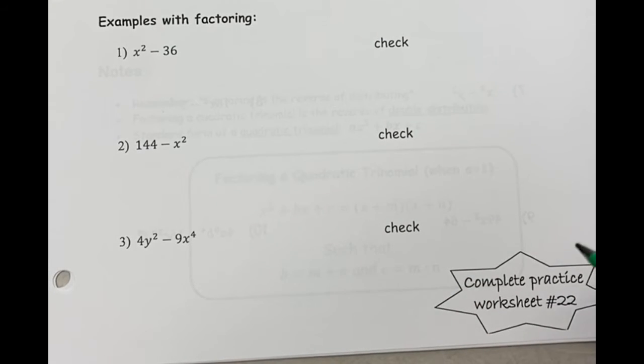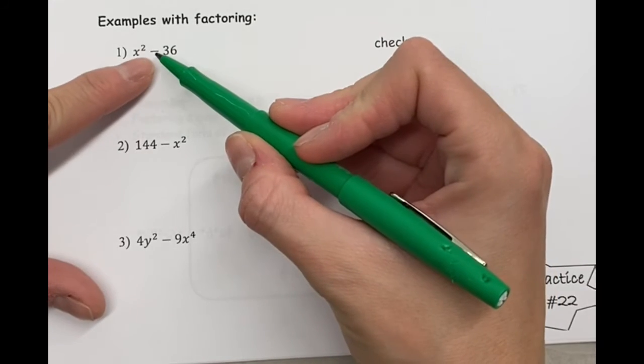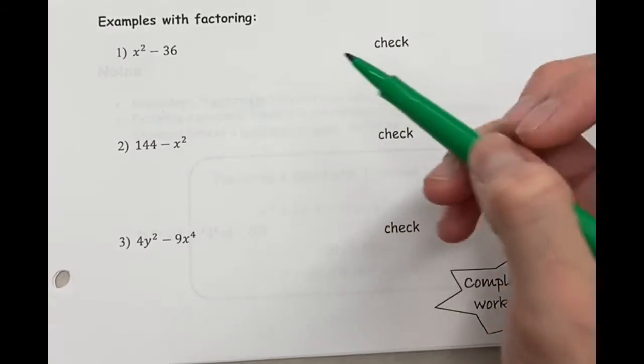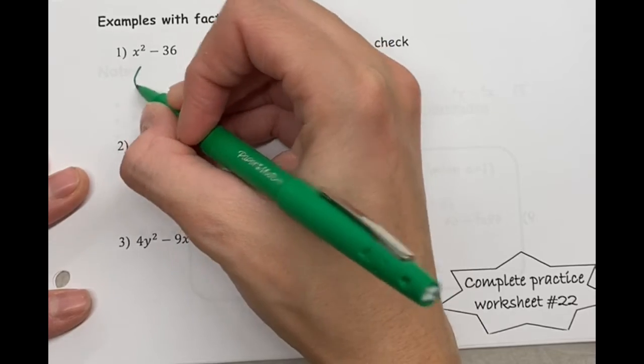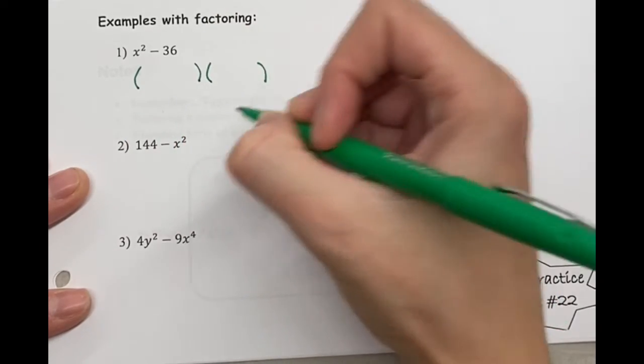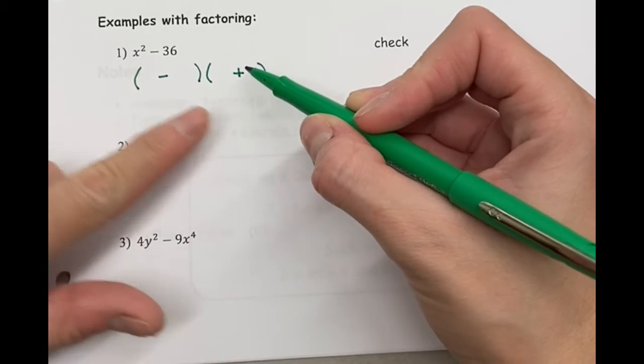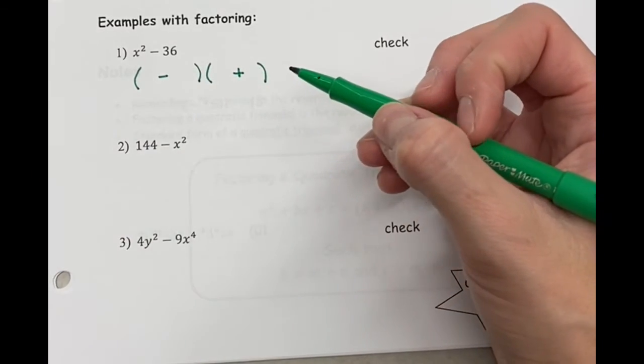Does it follow all of the criteria? Is there a difference? So subtraction. There are 2 terms. X squared is a perfect square and 36 is a perfect square. So we have 2 sets of parentheses. In one there's a minus and in one there's a plus. It does not matter if you have the plus first and the minus second. It wouldn't make a difference.